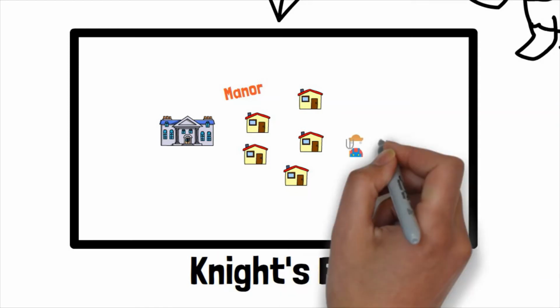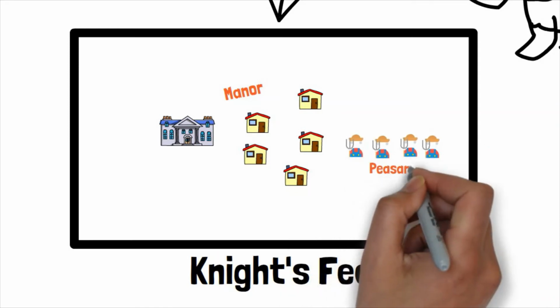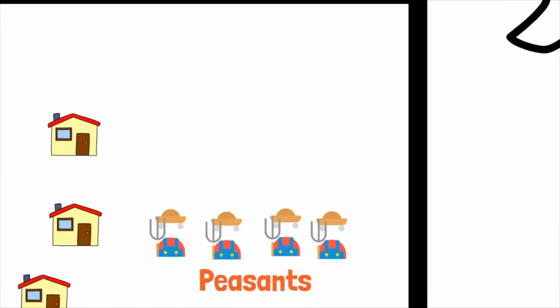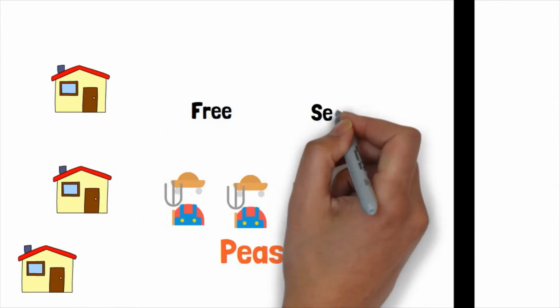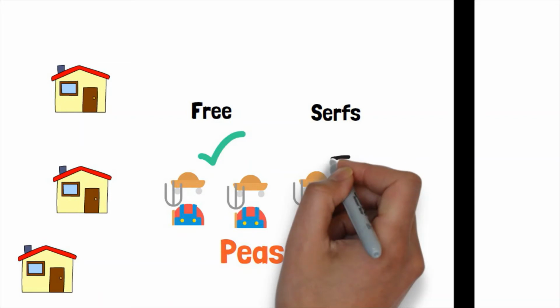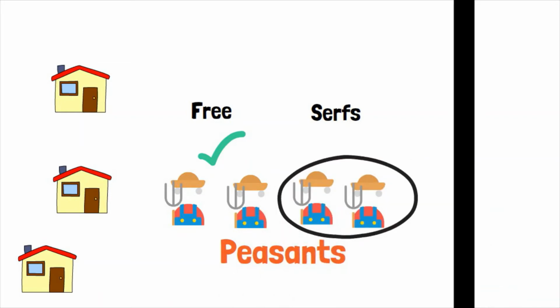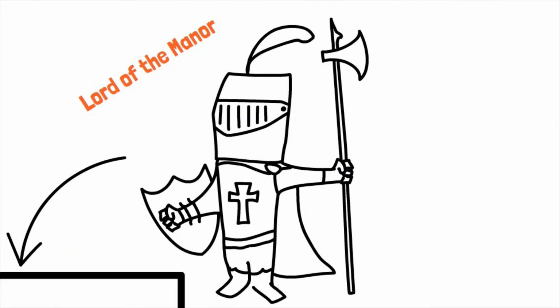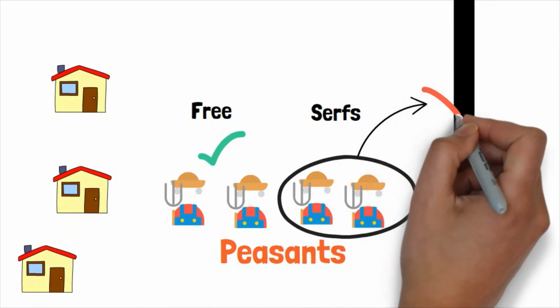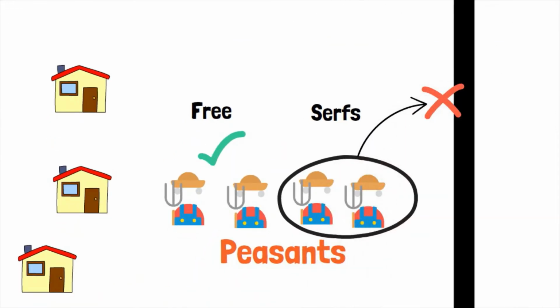The people who lived and worked in manors were called peasants, and the knight was called the lord of the manor. Peasants could be either free peasants or serfs. Free peasants were people who had most of their rights. Serfs, on the other hand, were bound to a single manor, and were required to work for the knight that owned that manor.